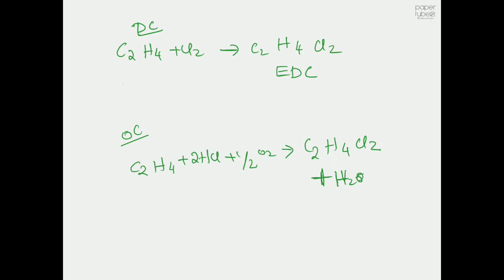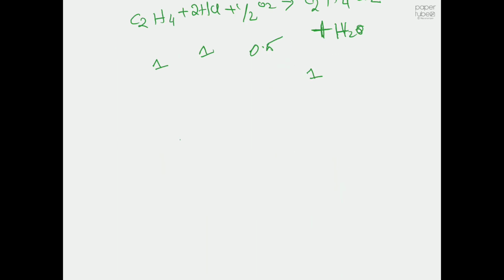Yeah. So why do we need this? Why are we looking at the stoichiometry now? This is 1 mole of ethylene, 1 mole of chlorine, 1 mole of ethylene dichloride. And in the oxychlorination reaction, 1 mole of ethylene, 2 moles of hydrochloric acid, half a mole of oxygen, give rise to 1 mole of ethylene dichloride plus water. So we are going to stick to this stoichiometry.